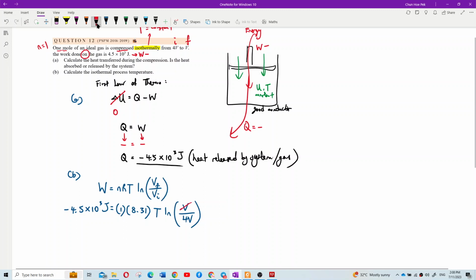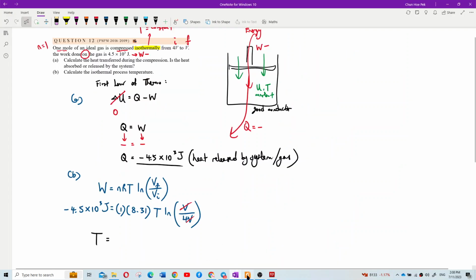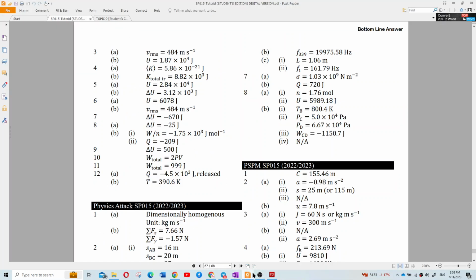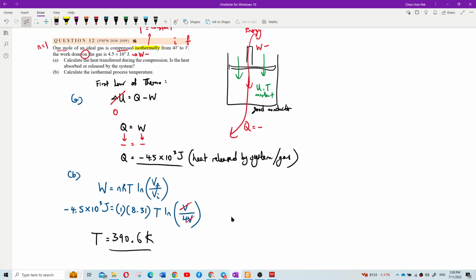So cancel, then you solve it. And the temperature you get is what? See the answer? 390.6 Kelvin. 390.6 Kelvin. That's it, class. That's the temperature.